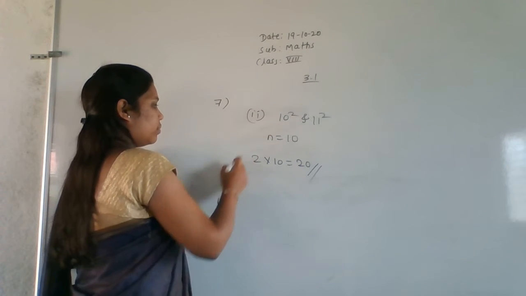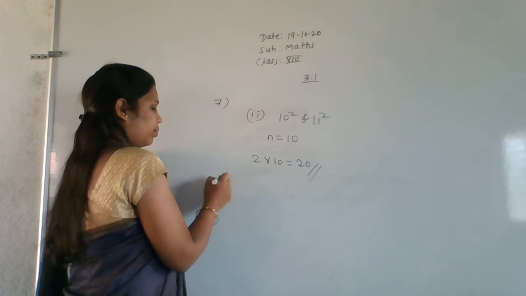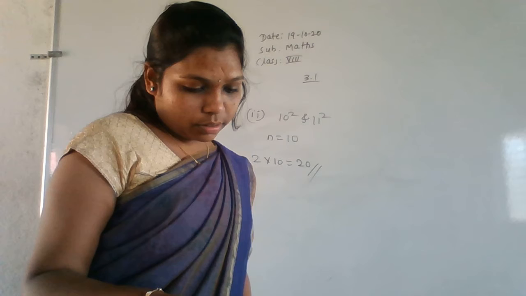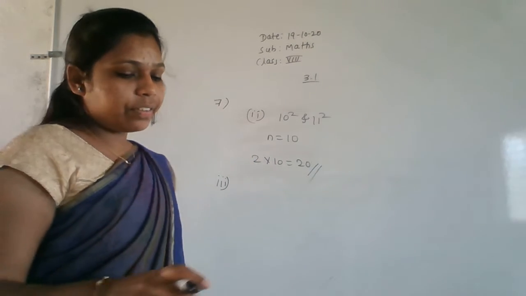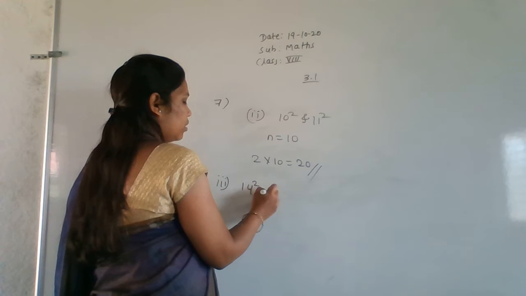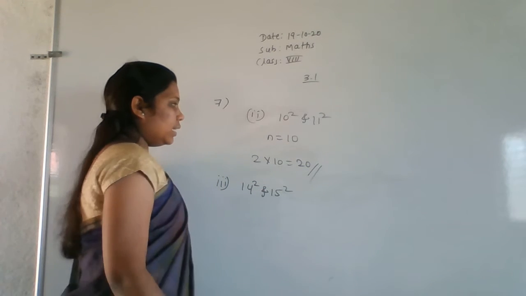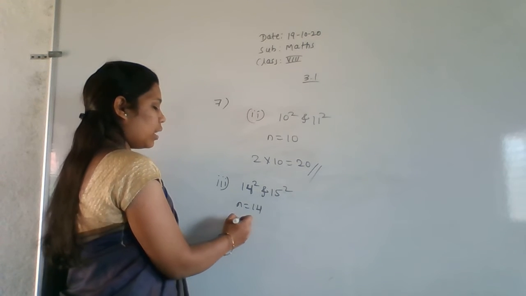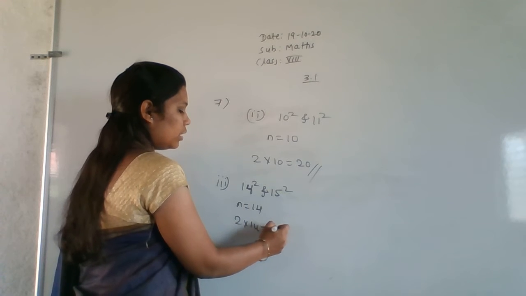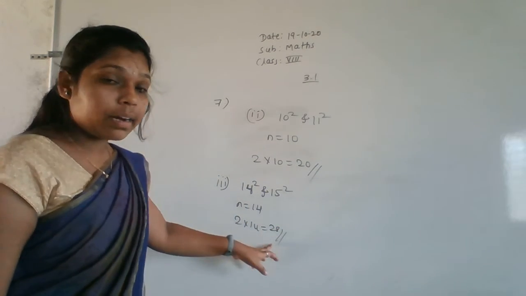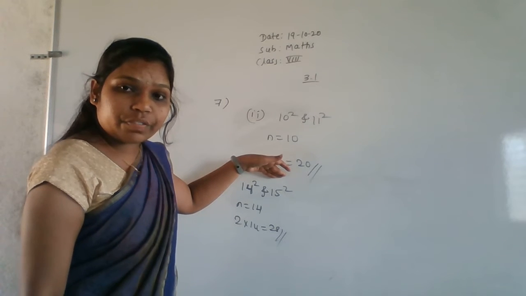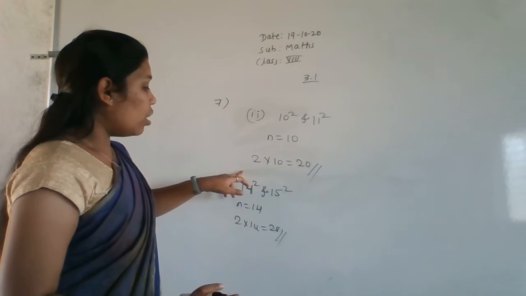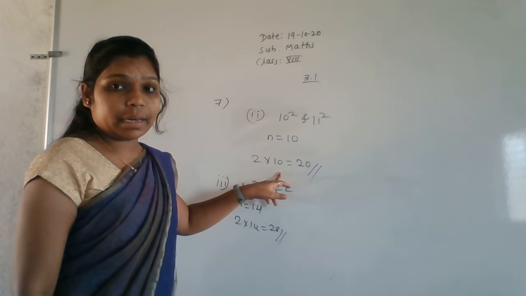Third one is 14 square and 15 square. Here, n is equal to 14. So 2n means 2 into 14, that is 28. 28 non-square numbers lie between 14 square and 15 square. Getting?